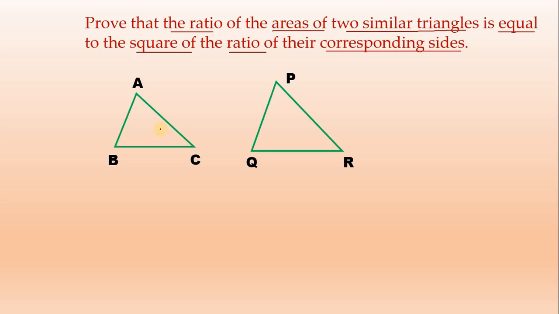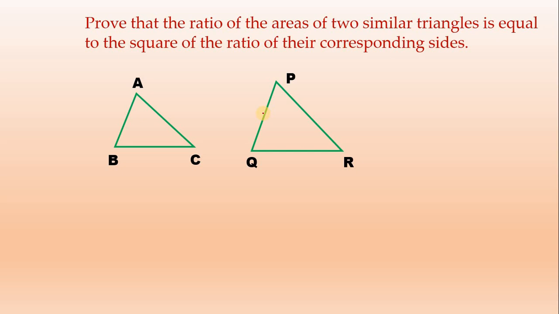So in similar triangles, corresponding angles will be equal. Angle A will be equal to P, B will be equal to Q, and C will be equal to R, and corresponding sides will be proportional. Means AB by PQ is equal to BC by QR is equal to AC by PR. This is the basic concept you have already learned. Now just remember these two triangles are similar.